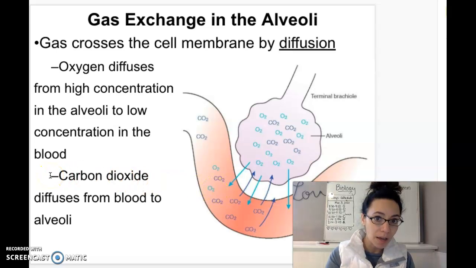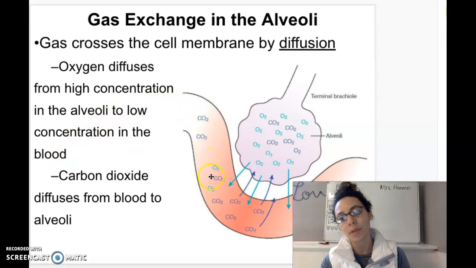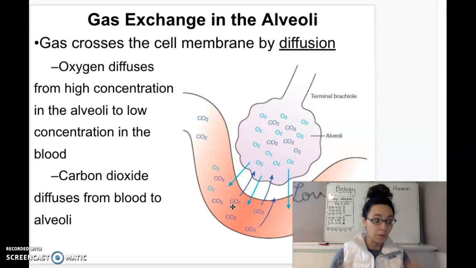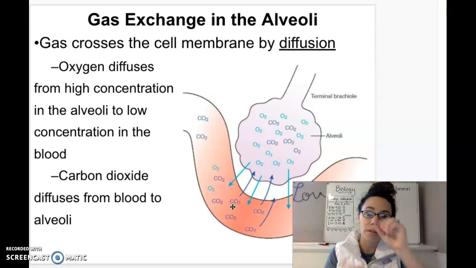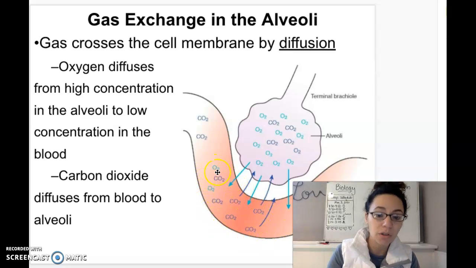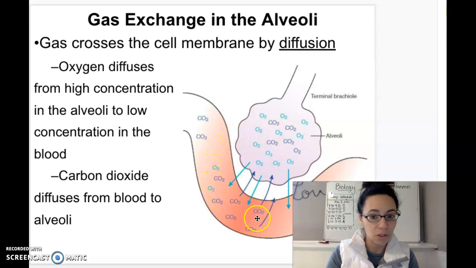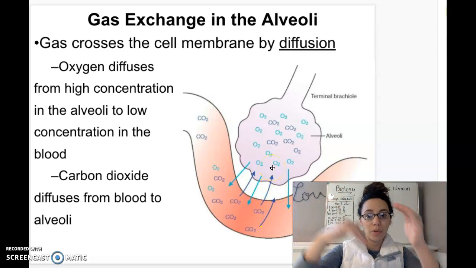Opposite is happening with carbon dioxide, right? The blood is carrying carbon dioxide. Carbon dioxide rich blood is entering the lungs because in the muscles and the organs, we used oxygen and glucose to make energy, ATP. A byproduct of that is carbon dioxide. So that waste product travels through the blood to the lungs. And where there's a high concentration in the blood and low concentration in the lungs, just like the oxygen, it diffuses from the blood to the lungs. So there's diffusion happening in both directions here.